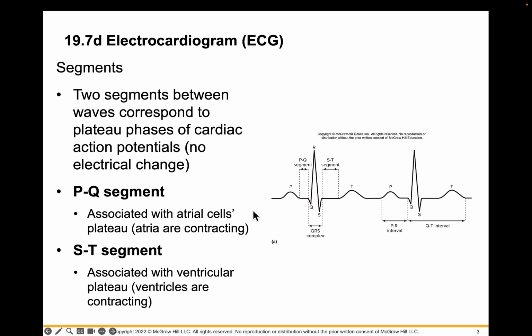Now, remember, if we're looking at the flatline intervals here, at 0 millivolts, that's indicating there's no electrical activity. What's happening during that time? The PQ segment is going to be associated with the contraction of the atria. The ST segment is associated with ventricular contraction. Now, keep in mind, the ECG is still an electrical record. We are just inferring that because there's no electrical activity, something mechanical is happening during that time frame.